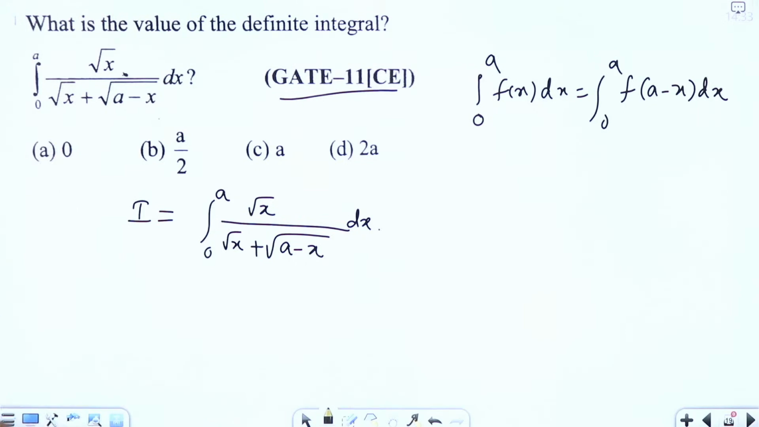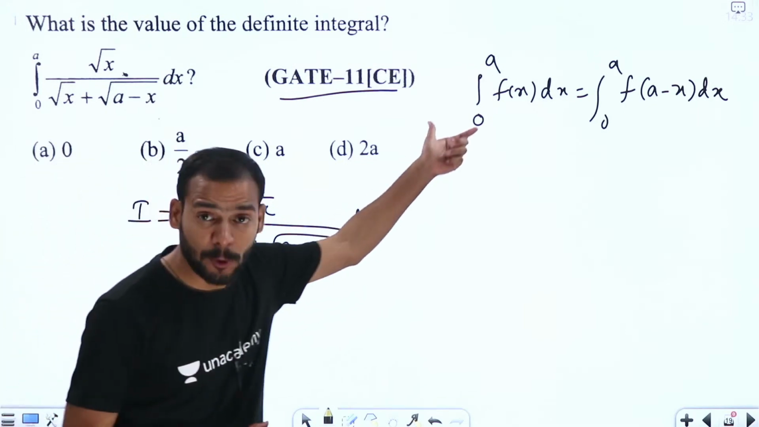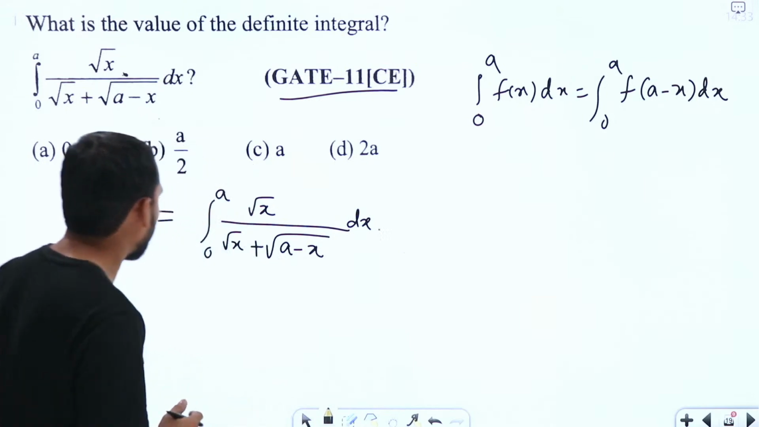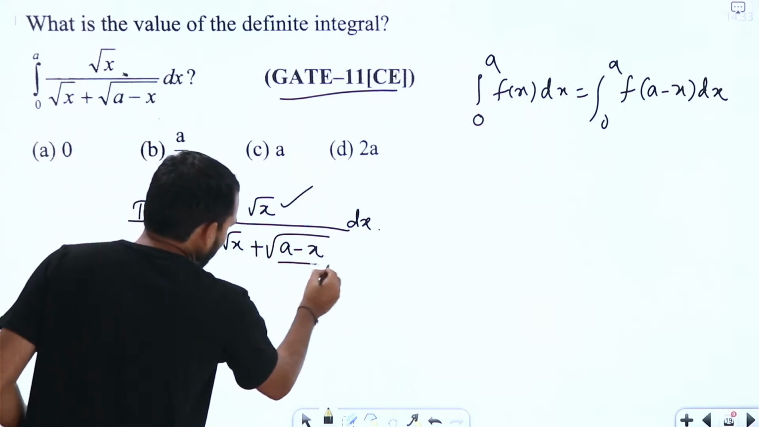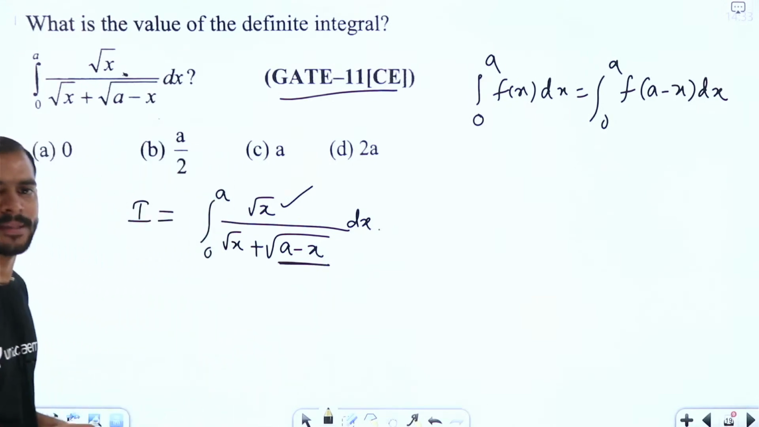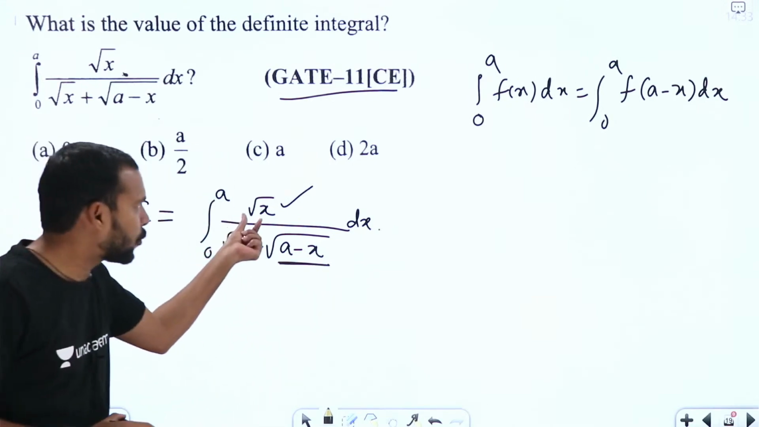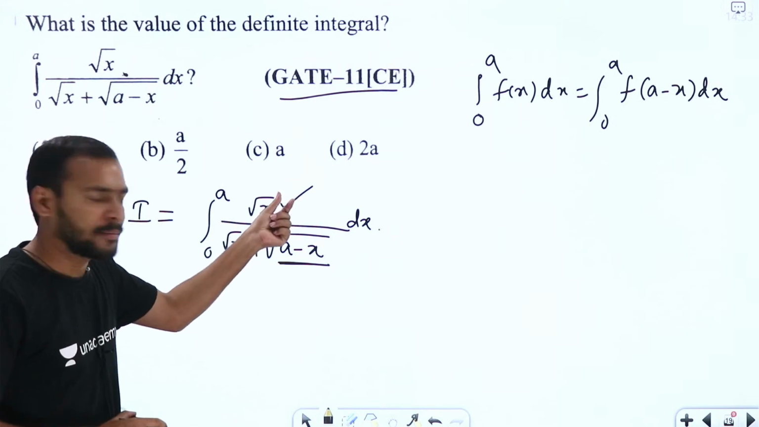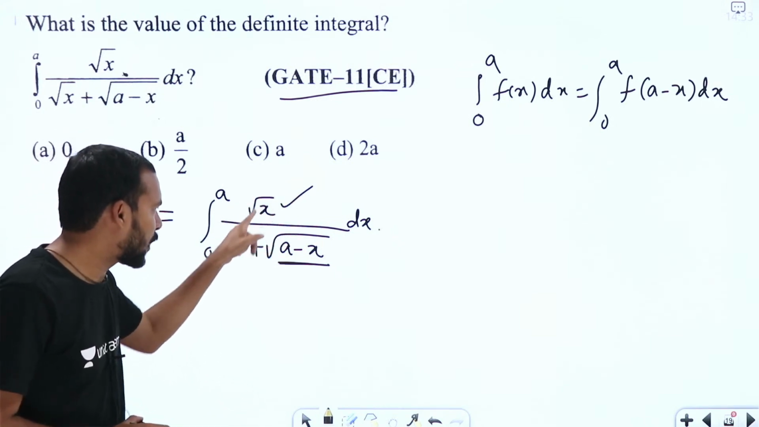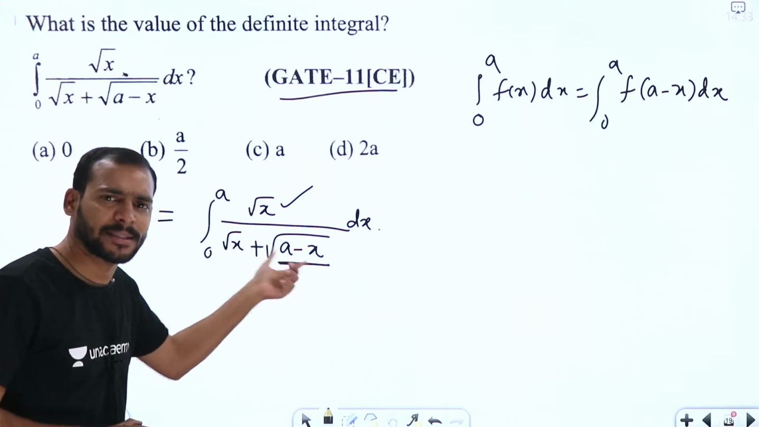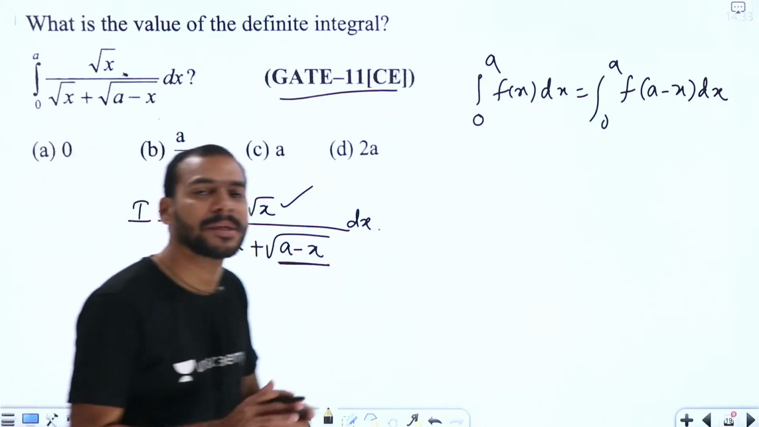You can ask how we should know that this property should be applied. If we look at the question, we have x terms, and similarly we have a minus x terms. If you replace x with a minus x, then we are going to get a minus x terms, and so we can simplify this.